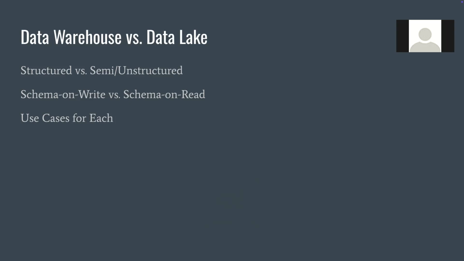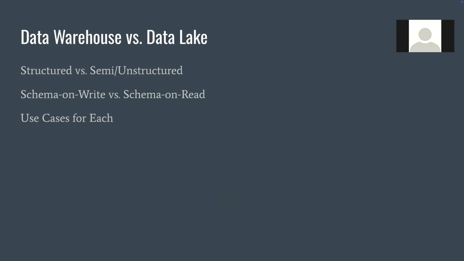And the structured versus semi-unstructured. So data warehouses, they typically store structured data that's already been cleansed, conforming to a known schema. And data lakes, they can store not only structured data, but also semi-structured and unstructured data. So this can be CSV files, log files, or images and videos.